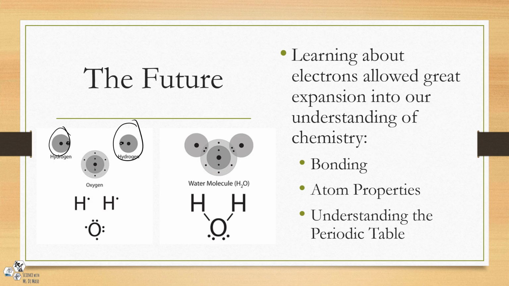2. Well, oxygen has 1, 2, 3, 4, 5, 6. So it has the capability of holding on to 2 more electrons, and that's exactly what it does here. It holds on to two more of those electrons from those hydrogen atoms, and that's how we bond to form water. So we'll talk about this a lot more in the future, but this is just a peek into what we're going to be doing.